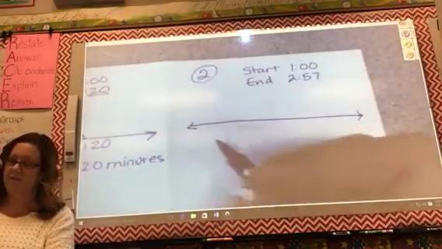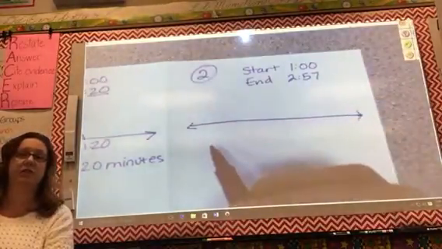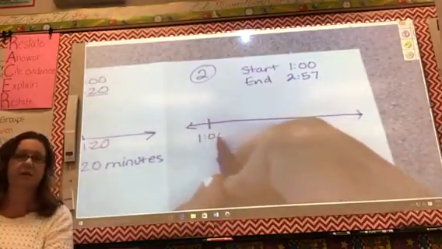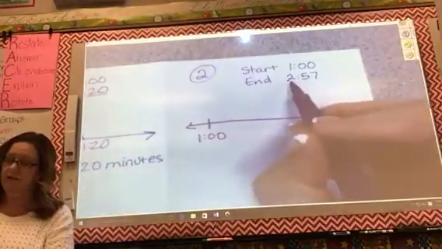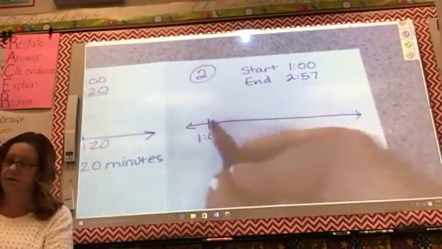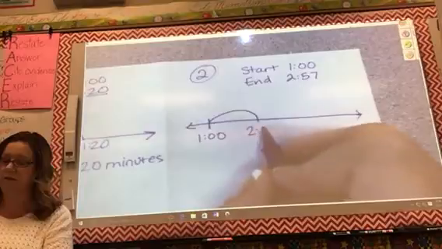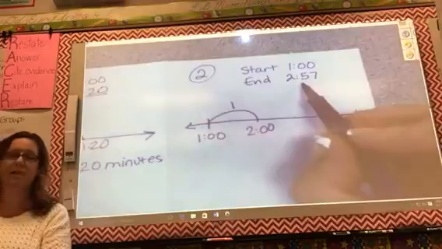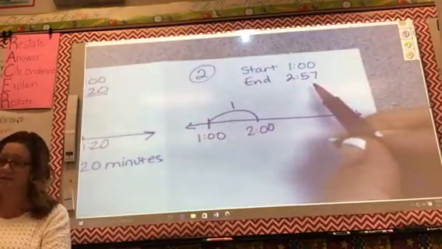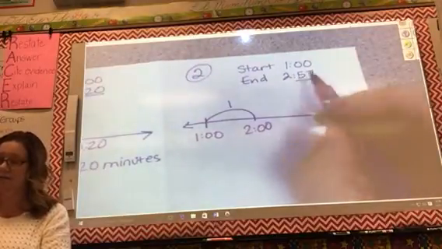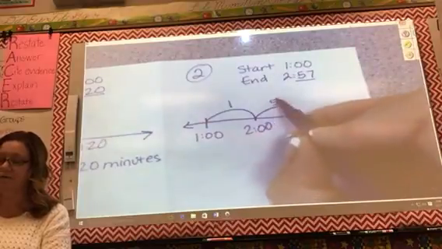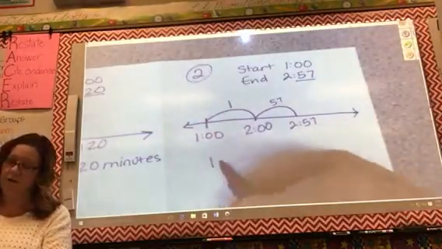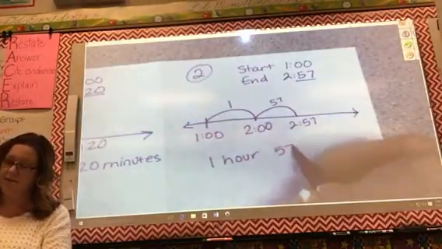All right, now that you've had time to finish, here's what your number line should look like. See if yours matches mine. So our first line is 1 o'clock, right? We have to get to 2:57. So if I bump over an hour, that puts me at 2 o'clock. That's 1 hour. Now if I bump over another hour, it's going to put me at 3 o'clock. That's too late, isn't it? So all I need to do is look at my minutes and bump over 57 minutes. So our total should be 1 hour and 57 minutes.